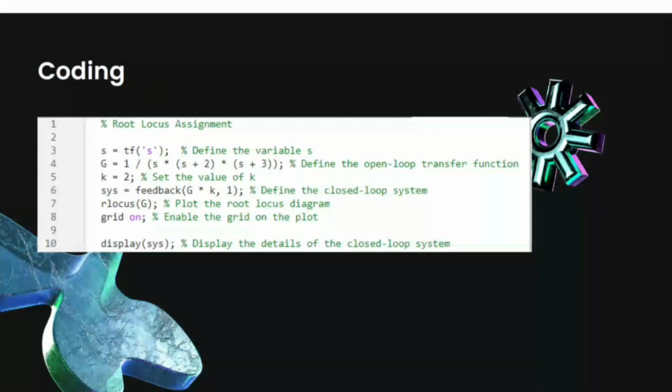This code demonstrates the use of the root locus method for control system analysis and design. Variable S represents the Laplace variable in the complex frequency domain. G is the open loop transfer function. The gain parameter K is set to 2. SYS is the closed loop system defined by feedback. Then we plot the root locus diagram for G.